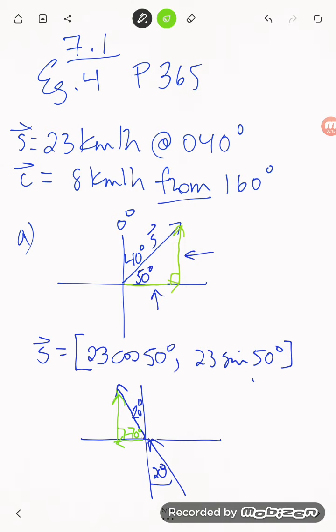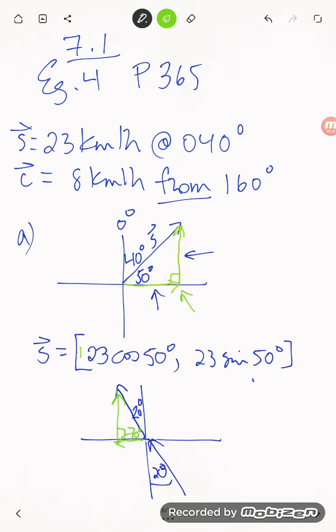So that's 70 degrees. Now, the only thing you need to be careful about here is the sign of the components. So let's just go back here a minute to part A. Notice that this component is going to the right or east.